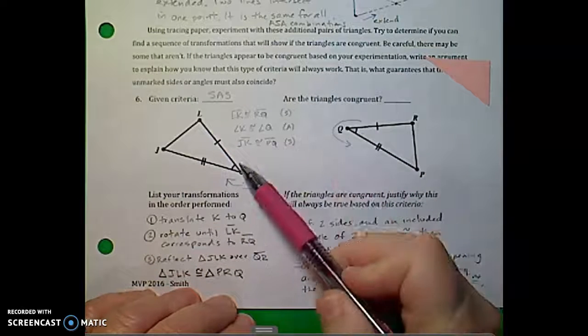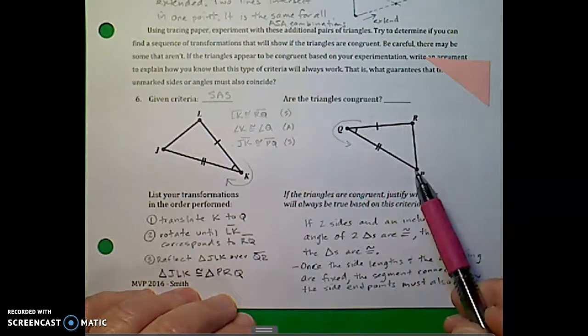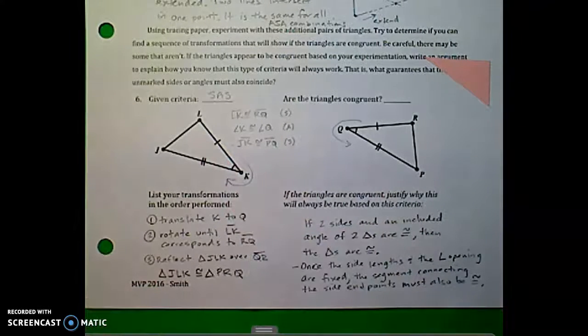So the opening is fixed. The length with one tick mark, the length with two tick marks is fixed. So there is only one possibility for this segment length, and it matches on either one.